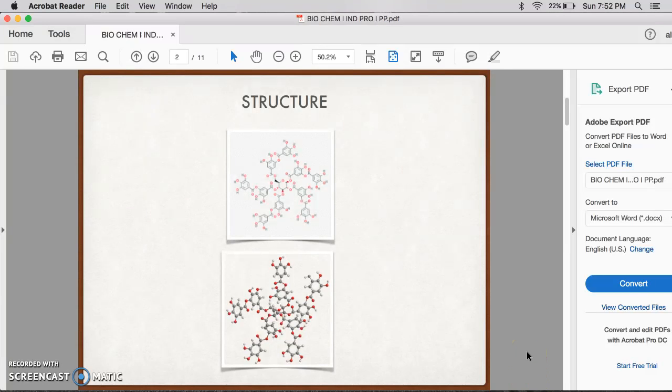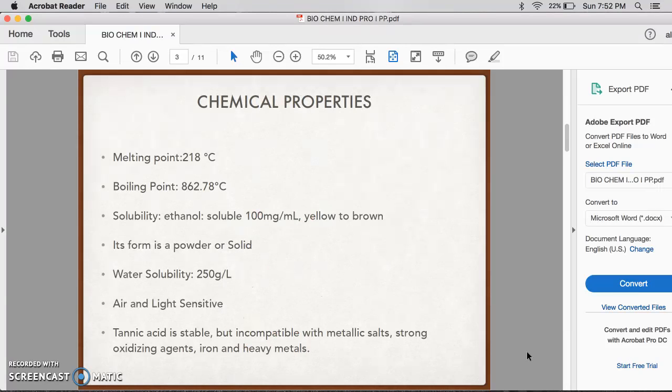Here is the structure of tannic acid. We have both the 2D and the three-dimensional pictures, the three-dimensional being underneath. For the chemical properties, the melting point is 218 degrees Celsius. Tannic acid has a boiling point of 862.8 degrees Celsius. It is soluble, and it has a yellow to brown color. Its form is powder or solid. It is air and light sensitive. Tannic acid is stable, but is incompatible with metallic salts, strong oxidizing agents, iron, and heavy metals.